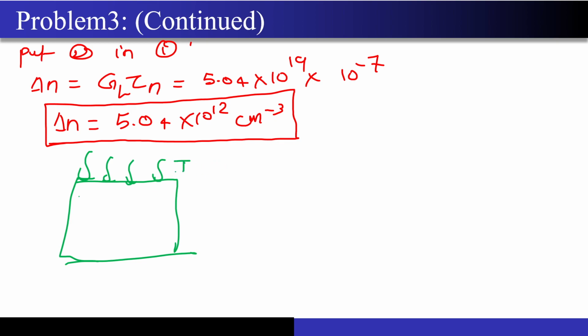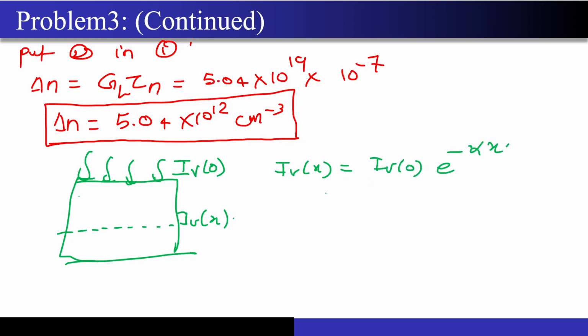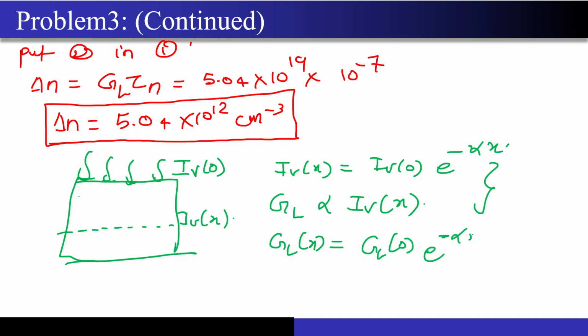So now you know this intensity is IV0, and if I calculate the intensity at any particular point, this is IV of x, and you know the relation, right? IV of x is what? It is IV of 0 into e to the power minus alpha times x. Correct? So now one more thing that I want you to note is this GL, right? GL is directly proportional to IV of x, right? So since GL is directly proportional to IV of x, from these equations I can easily write GL of x is nothing but GL of 0 into e to the power minus alpha x, right?